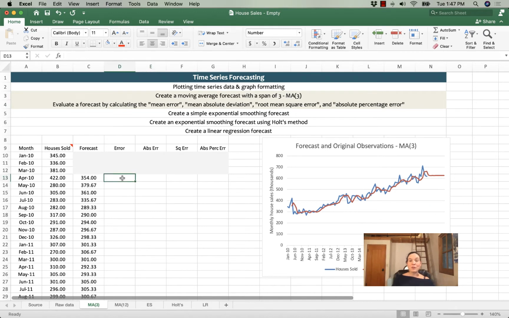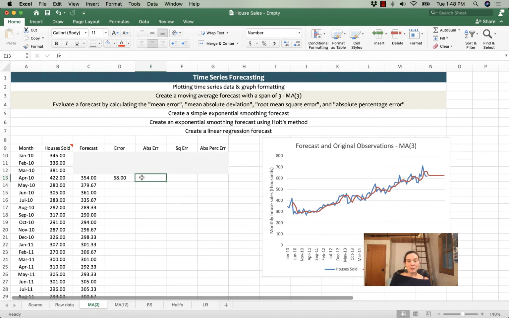So let's start with our first error. What we're going to do is calculate each of these things and then drag the formula down. Then we'll calculate some summary statistics. And it's really those summary statistics that we're interested in. So let's start with the error first. The error, which is how far off our forecast was from the true value, is equal to the real value of houses sold minus what our forecast was. So that gives us 68. Our forecast was underneath the real value by 68 units, or in this case, 68,000 houses.